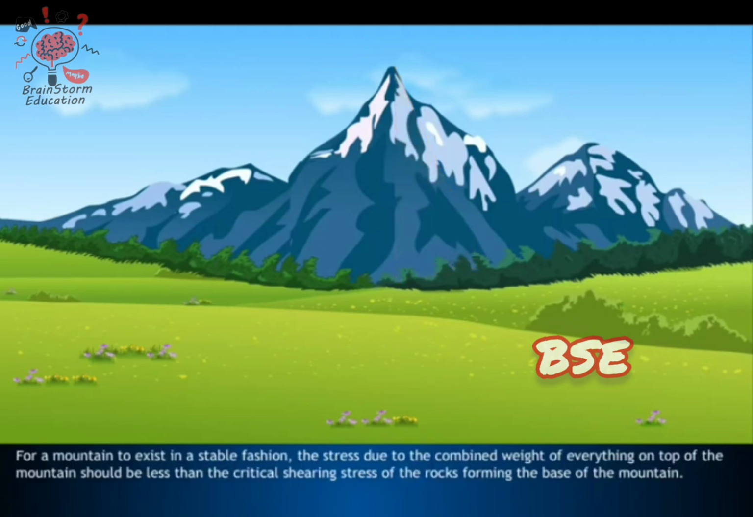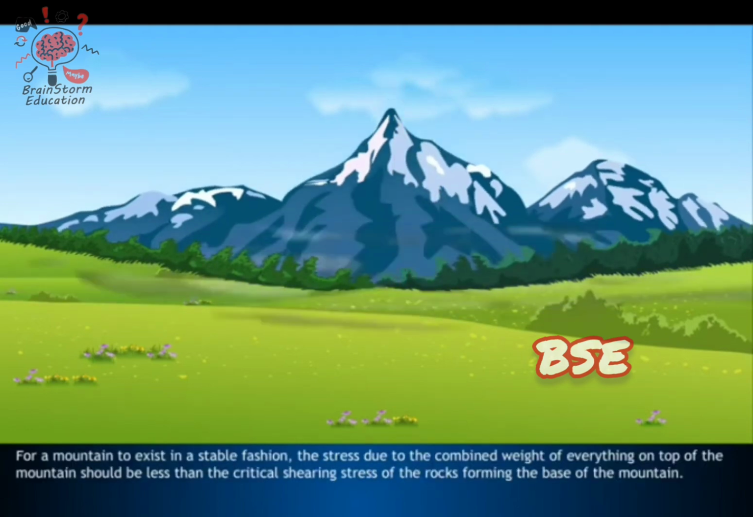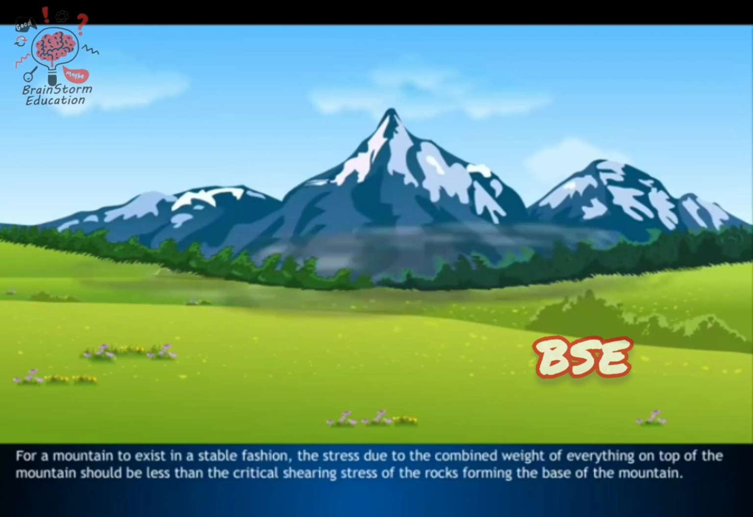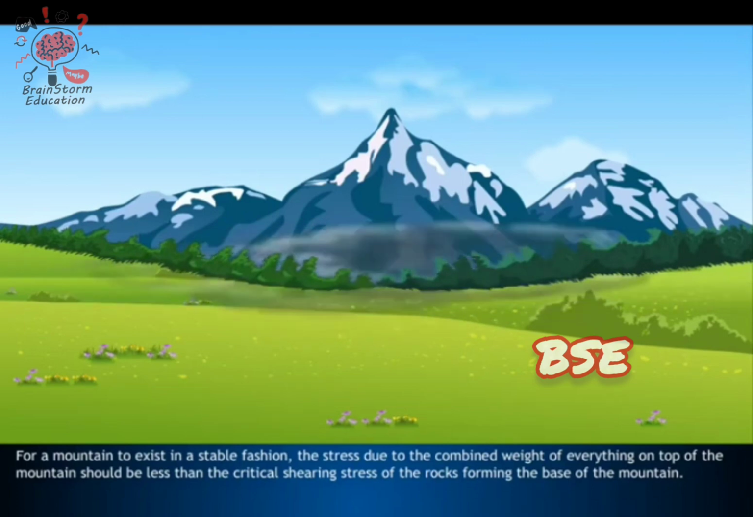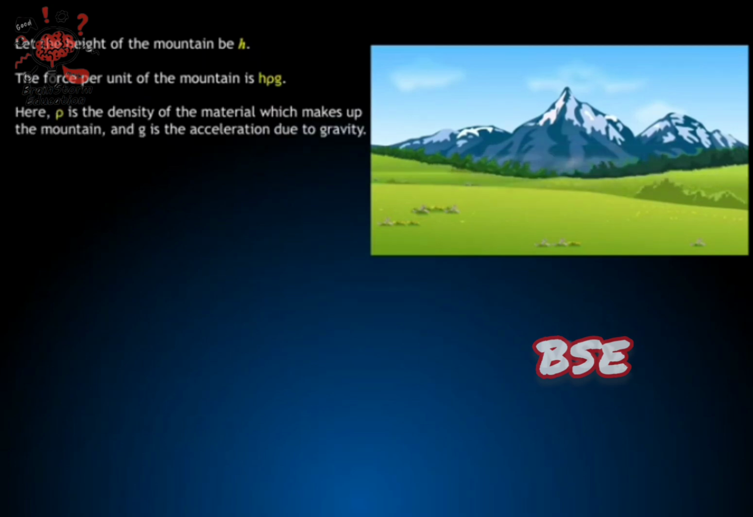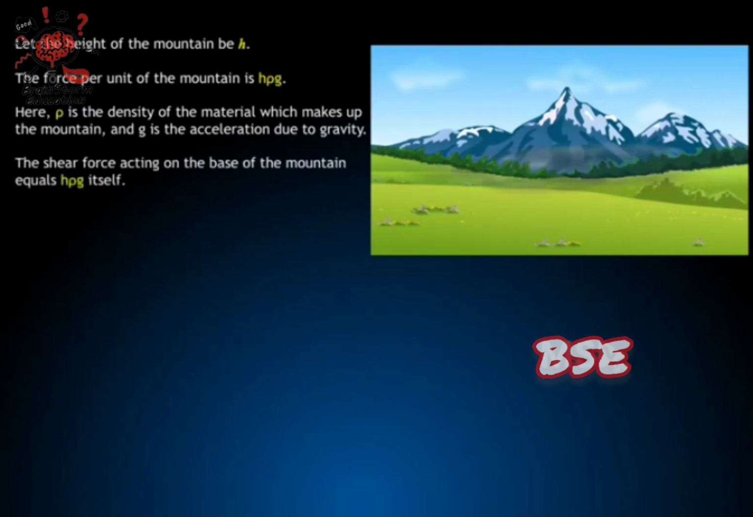For a mountain to exist in a stable fashion, the stress due to the combined weight of everything on top of the mountain should be less than the critical shearing stress of the rocks forming the base of the mountain. Let the height of the mountain be h. The force per unit area of the mountain is h rho g. Here, rho is the density of the material which makes up the mountain, and g is the acceleration due to gravity. The shear force acting on the base of the mountain is equal to h rho g itself.